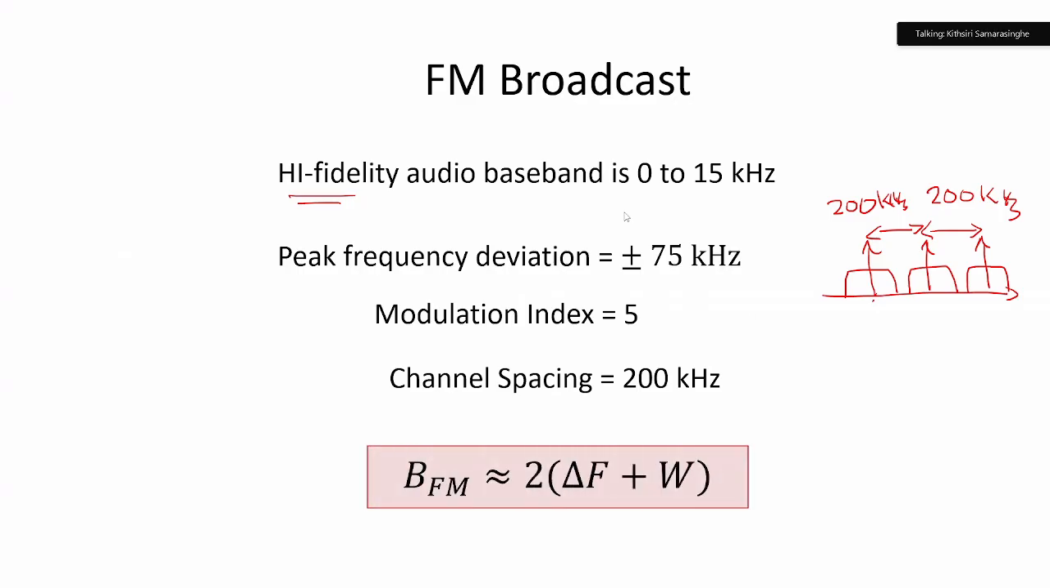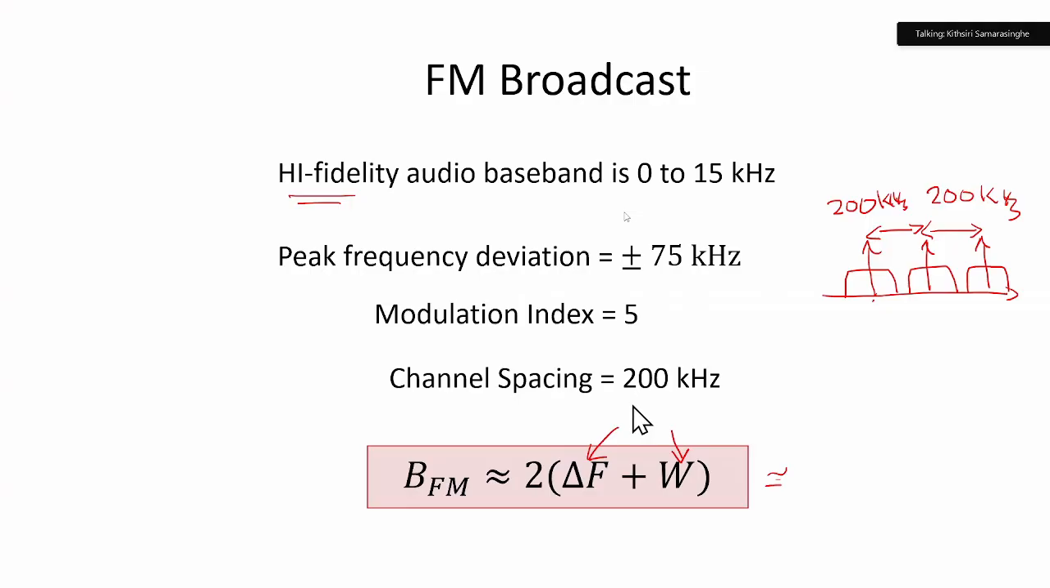Then if I use this rule now for our Sri Lankan FM broadcasting system, substitute 75 here, substitute 15 kilohertz here for the music, then you estimate the bandwidth, right? This is 75 plus 15, which is 90 into 2, 180 kilohertz bandwidth per channel. So one channel is allocated 180 kilohertz bandwidth here, but channel spacing is 200.